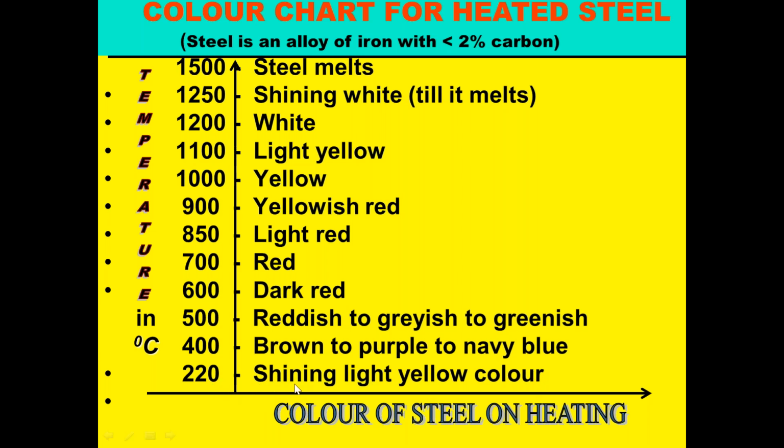At 220, a shining light yellow color; then at 400, brown to purple; at 500, reddish to grayish; at 600, dark red; at 700, red; 850, light red; 900, yellowish red; 1000, yellow; 1100, light yellow; at 1200, white; and shining white at 1250, till it melts at 1500 degrees centigrade. From the color you can see how much heat a particular steel part has received.